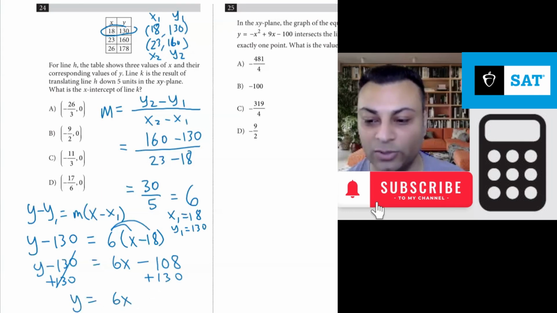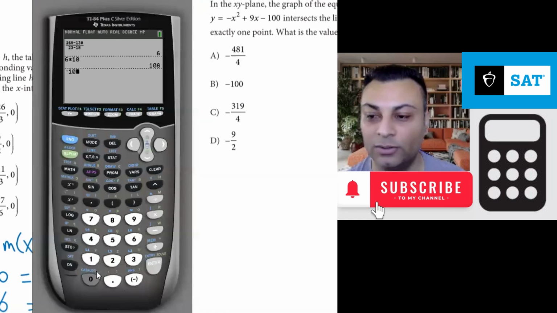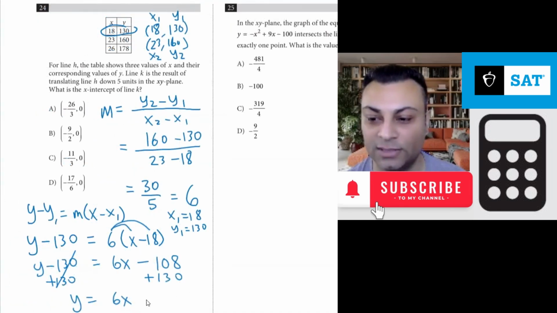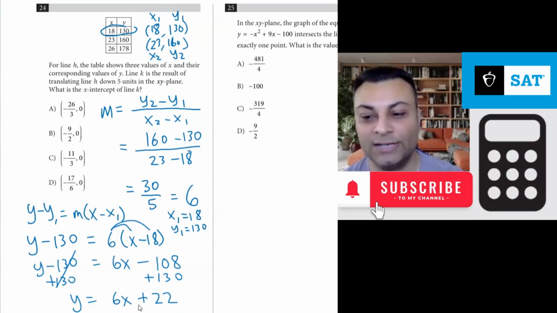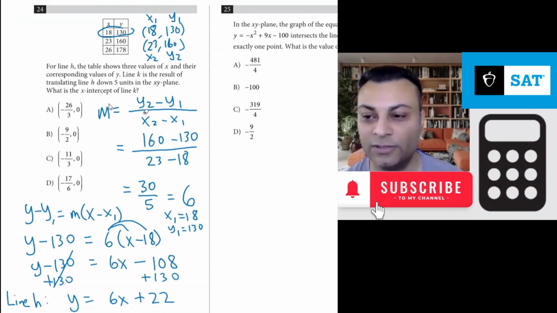Now 130 minus 108, or negative 108 plus 130. Let's go ahead and do that. Negative 108 plus 130. It's 22. Or if you like, you can do 130 minus 108. It's the same thing. You get 22. So let's go ahead and write this as 6x plus 22. Okay, well, this is actually line H. Now, let me erase some stuff to clear some room.